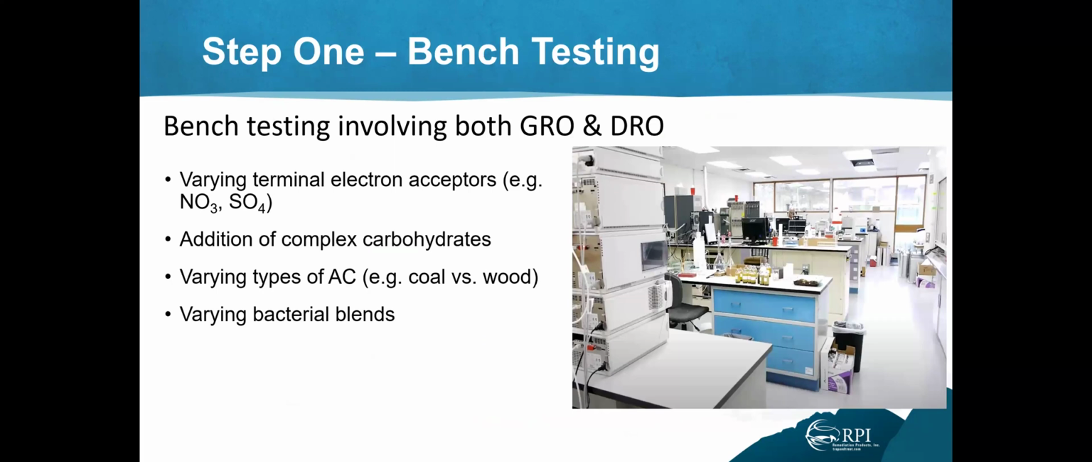So first we're going to talk about some bench testing. I know that most people would rather see field results, but you do these bench tests so you can focus on particular aspects of what you're trying to develop in a product. So we're going to vary electron acceptors. We're going to add carbohydrates. We will modestly, in this particular study, look at a couple different carbons, and we're going to vary bacterial blends.